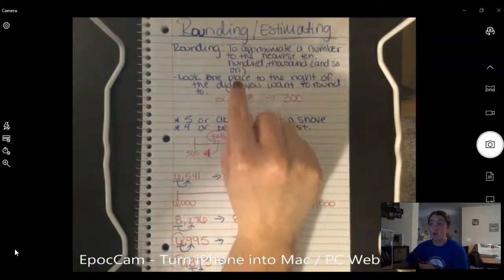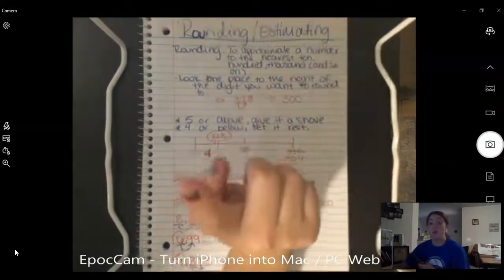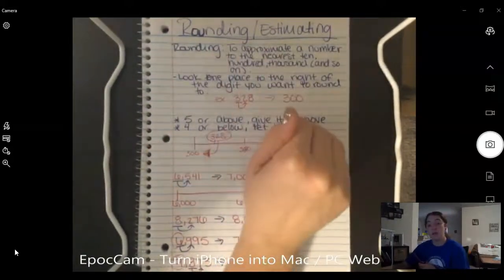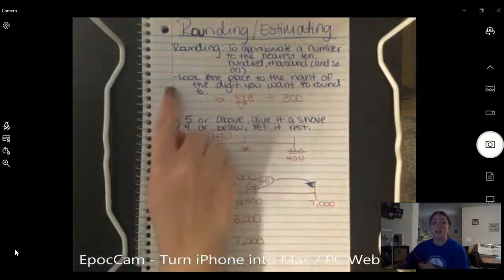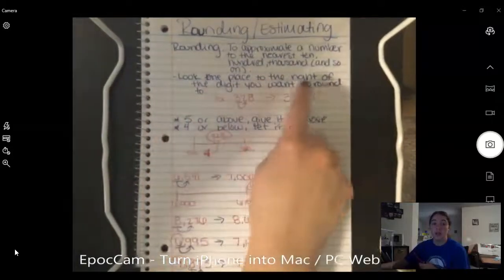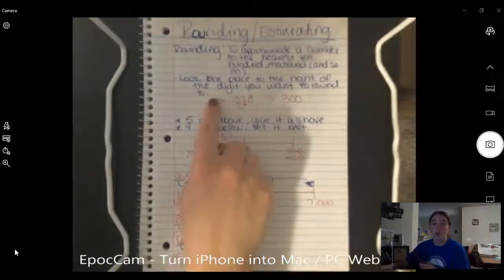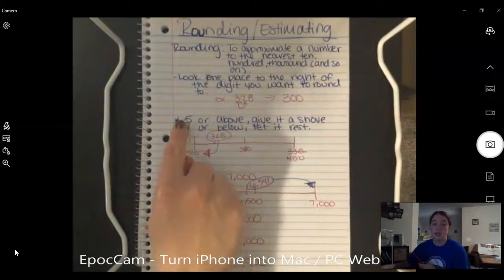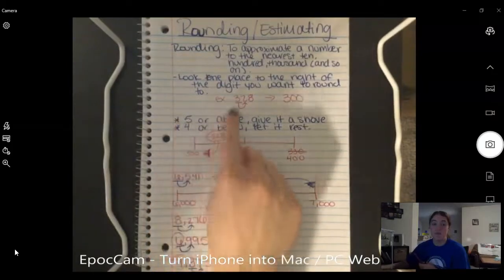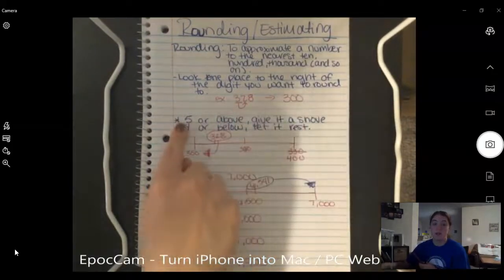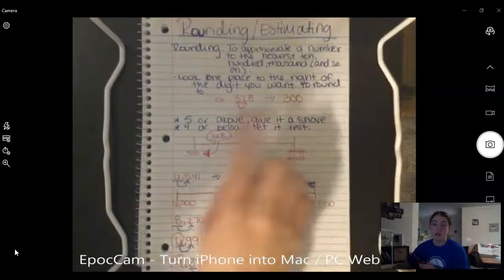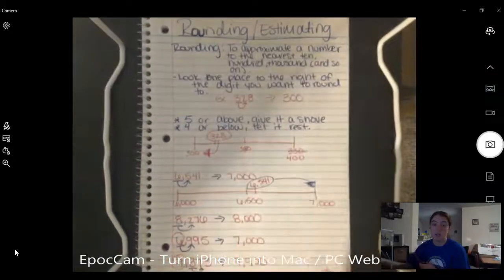All right, so again, rounding is to approximate a number to the nearest 10, 100, 1,000, and so on. Read the instructions. It could say round to the tens, round to the hundreds, round to the thousands. Read what it says. Then look one place to the right of the digit you want to round to. If that digit is 5 or above, give it a shove. If it's 4 or below, you let it rest, which means you keep it the same and then put zeros behind.